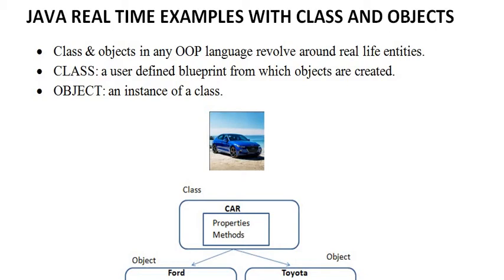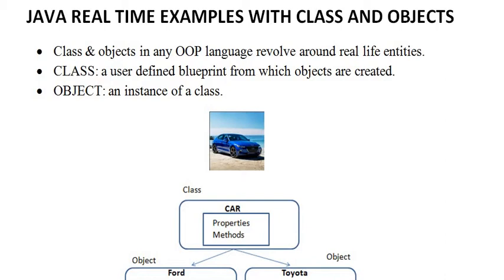The first point you're supposed to remember is that class and objects in any object-oriented programming language revolve around real-life entities. That is, we will be developing software for any of the real-time requirements. What is a class? A class is a user-defined blueprint from which objects are created. What is an object? An object is an instance of a class.